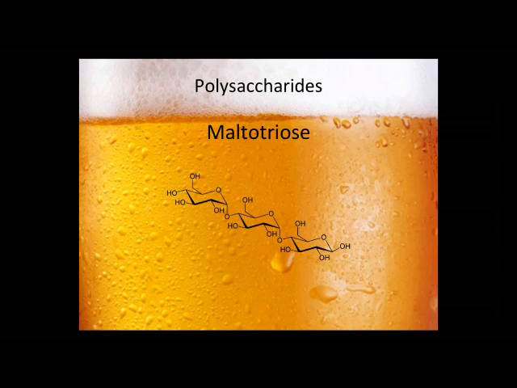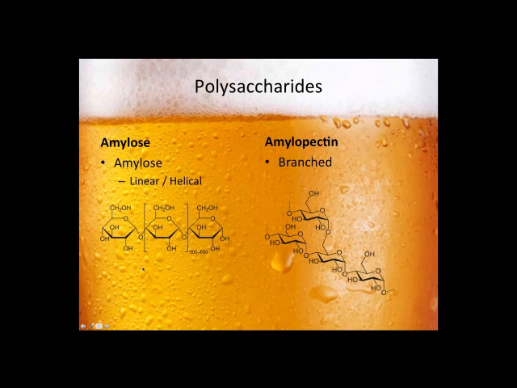If we do this a 3rd time, we get maltotriose. So it's a 3-membered chain of glucose. Glucose 1, glucose 2, glucose 3. And we can continue to do this. We can keep building out. And that gives us amylose, which is a long, linear, helical sugar molecule, or starch, I should say, and amylopectin, which is a branched version of amylose.